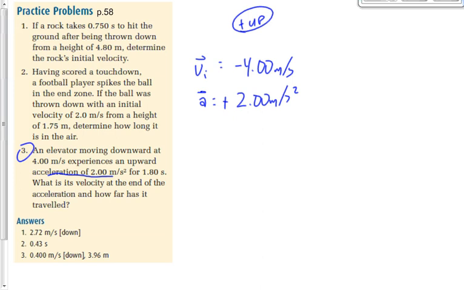Good. Just because it has an upward acceleration doesn't mean it's moving upwards. It's moving downwards. We're told that it's moving downwards, right? But the upward acceleration just means that something's pushing it up. Not hard enough to make it go up, but hard enough to make it slow down as it continues to go down.